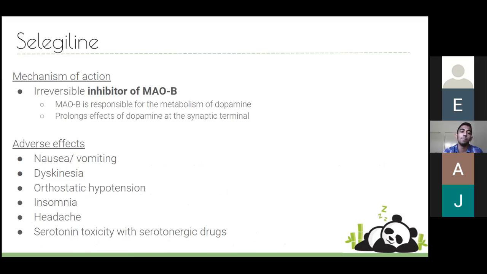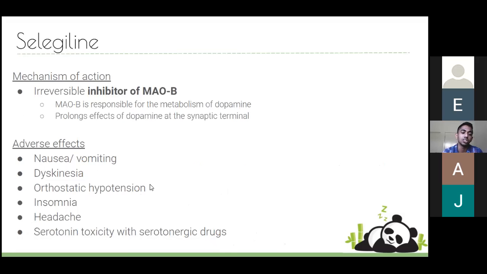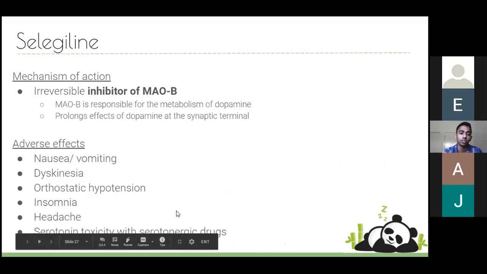Selegiline, irreversible inhibitor of MAO-B. MAO-B is going to break down dopamine, so if we inhibit that, we're going to increase the amount of dopamine at the synapse. Similar sort of side effects: we get nausea, vomiting, dyskinesia, orthostatic hypotension, and some brain side effects as well. Not that important, the rest of them. This is moving on to our third line drugs as well.